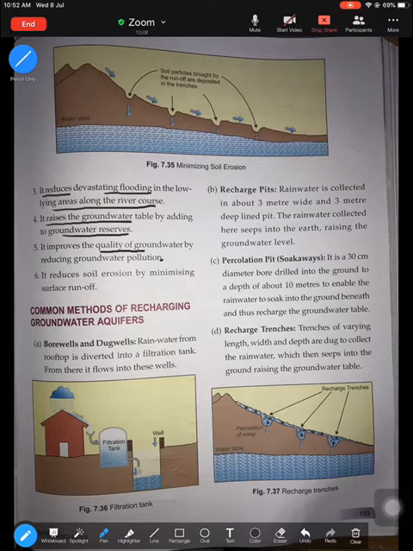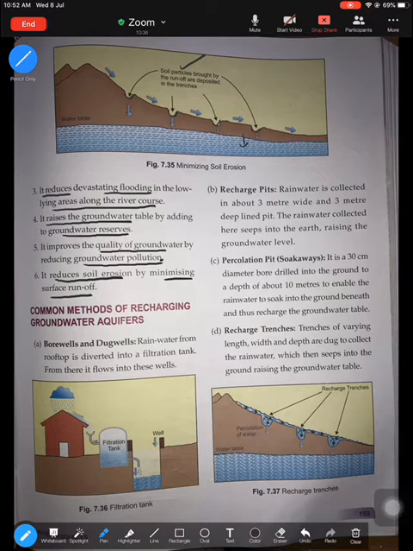It improves the quality of groundwater by reducing groundwater pollution. Groundwater pollution could also be prevented in an environmentally friendly manner when we encourage rainwater harvesting. And it reduces soil erosion by minimizing runoff. If you look here, because of the different pits, the soil particles are being trapped and percolation takes place, because of which the runoff of the soil is really minimized or controlled.